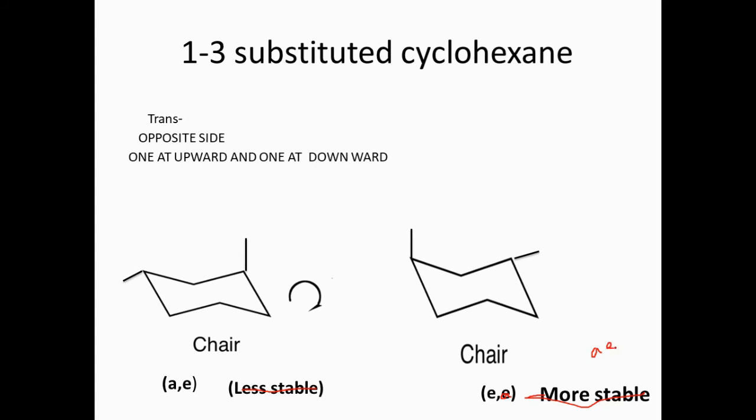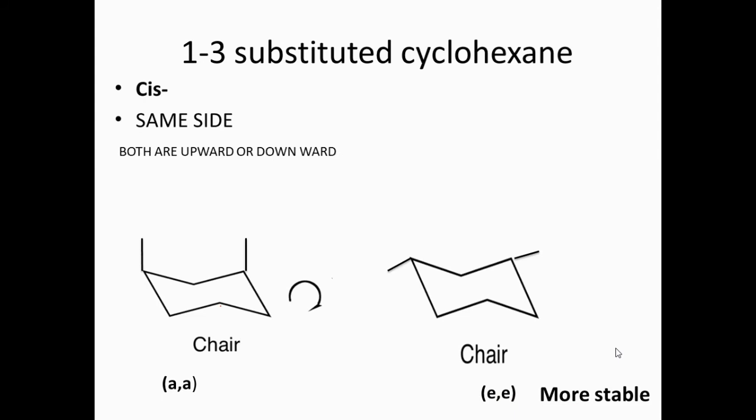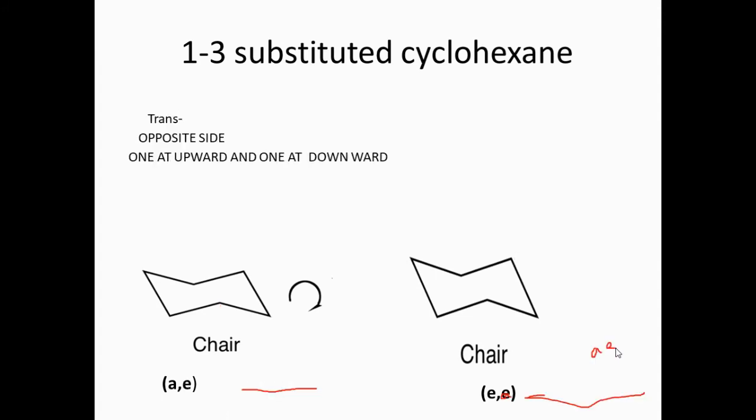In the case of 1,3-disubstituted cyclohexane, is the cis form or the trans form more stable? Cis form is more stable because equatorial-equatorial substitution occurs in the cis form only. So cis form is more stable than trans form. Trans form is axial-equatorial. Okay. In the case of 1,3-disubstituted cyclohexane, the more stable conformation is both substituents at equatorial and equatorial. That means the cis form is the more stable conformation.